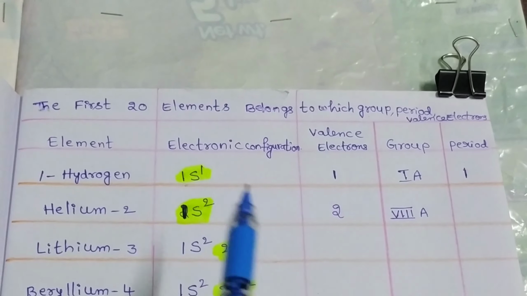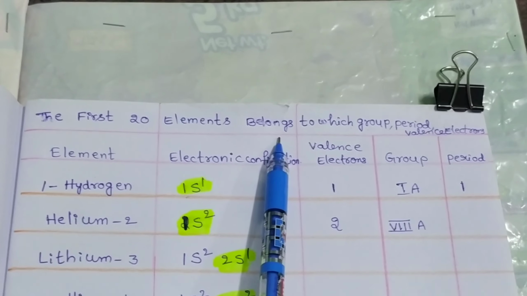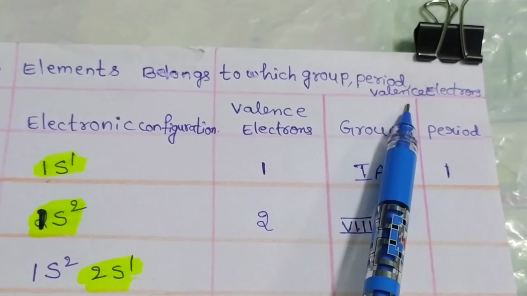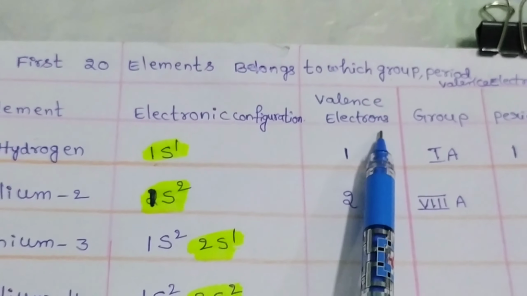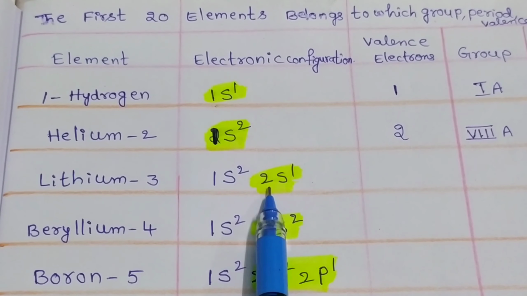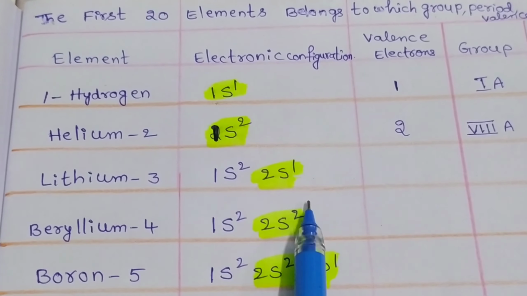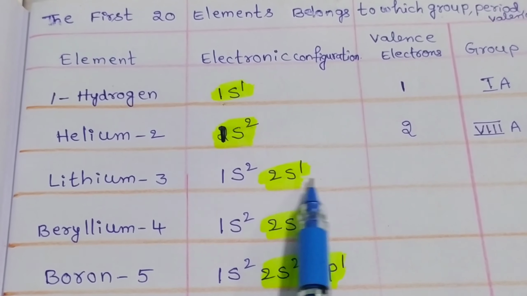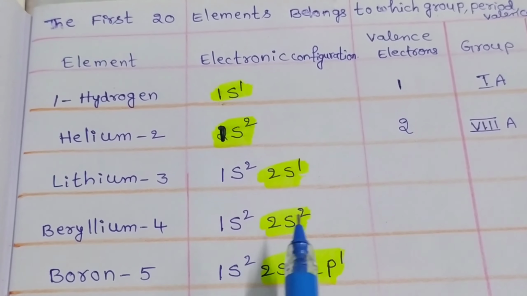Hi students, today we discuss the first 20 elements in a modern periodic table: which group, which period they belong to, and how many valency electrons they contain. What is meant by valency electrons? The electrons present in the outermost orbit of an element are called valency electrons.